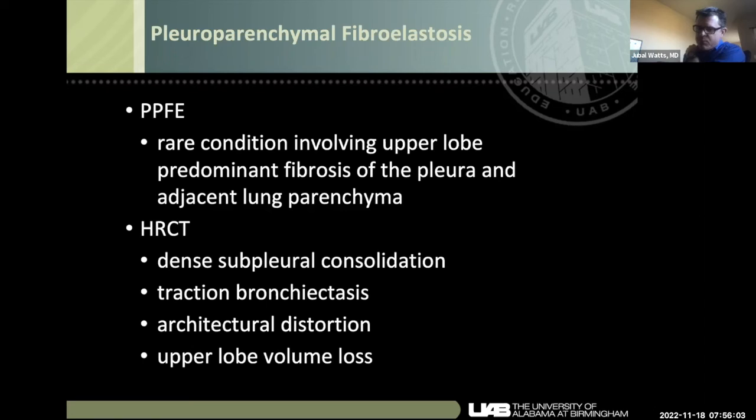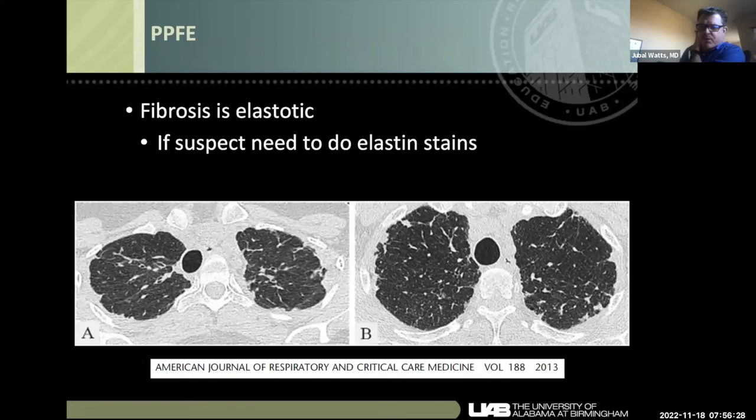The restrictive form of CLAD, chronic lung allograft dysfunction, or what chronic rejection looks like, is PPFE. So in a minority of patients who've had a lung transplant, they'll get this kind of dense upper lobe pleuroparenchymal fibroelastosis, and it can cause their lung transplants to fail. But you'll see on CT dense subpleural consolidation, traction bronchiectasis, architectural distortion, and upper lobe volume loss.